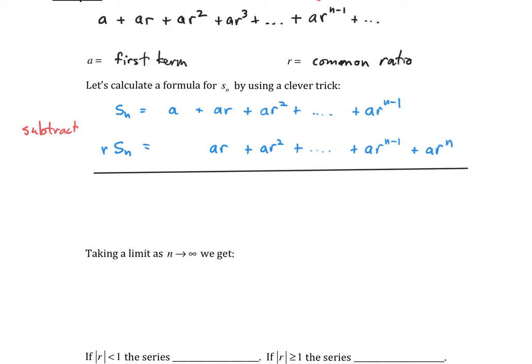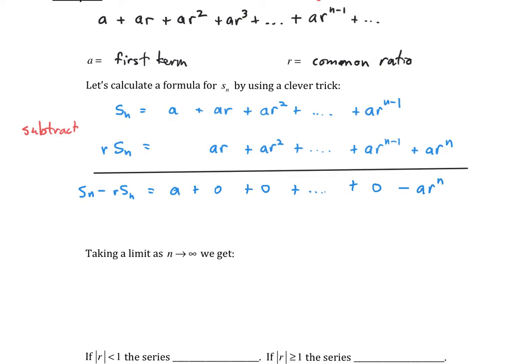Well, on the left-hand side, we're going to get Sn minus R times Sn. And then what do I get on the right-hand side? Well, A minus nothing is A. But when you subtract AR from AR, you get 0. AR squared from AR squared, you get 0. The second to last term is also going to be 0. So I'm going to have plus 0 plus 0 plus, and so on, plus 0. And only the very last term survives, which is minus AR to the n, like so.